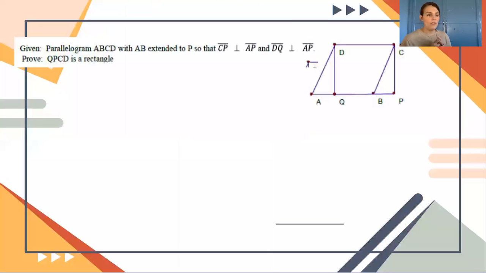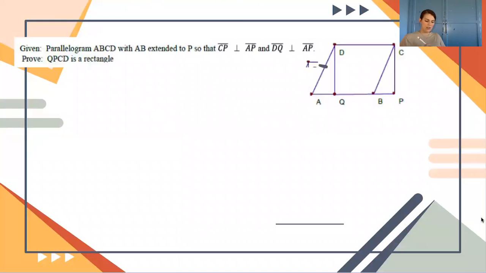Okay, here's my second proof example. I have parallelogram ABCD with AB extended to P so that CP is perpendicular to AP and DQ is perpendicular to AP. So I'm going to start with my ABCD as a parallelogram.